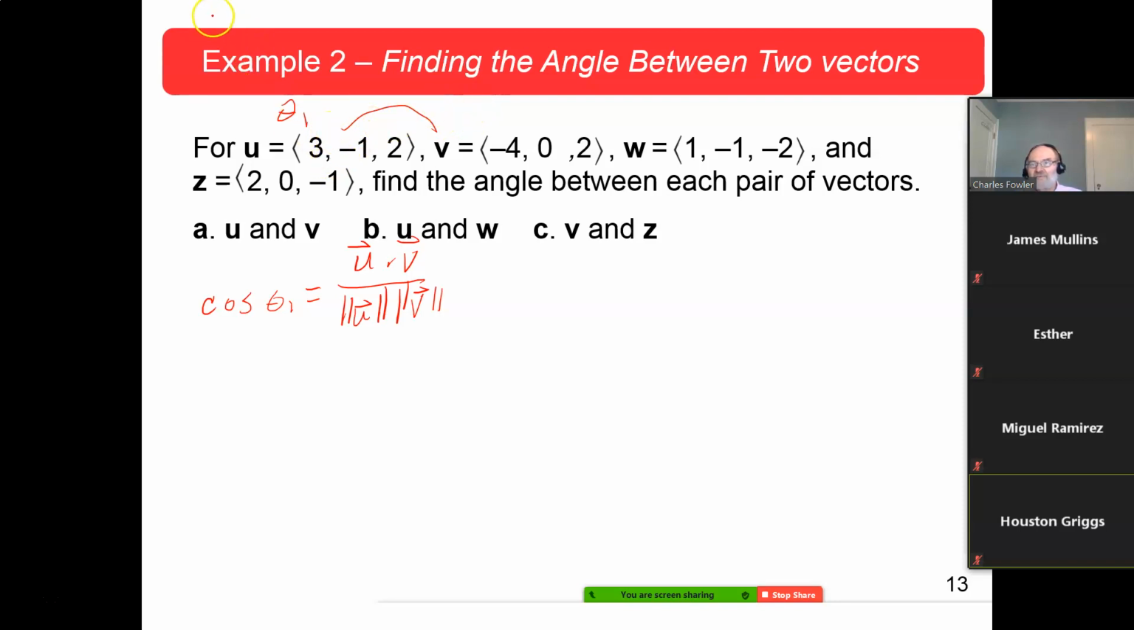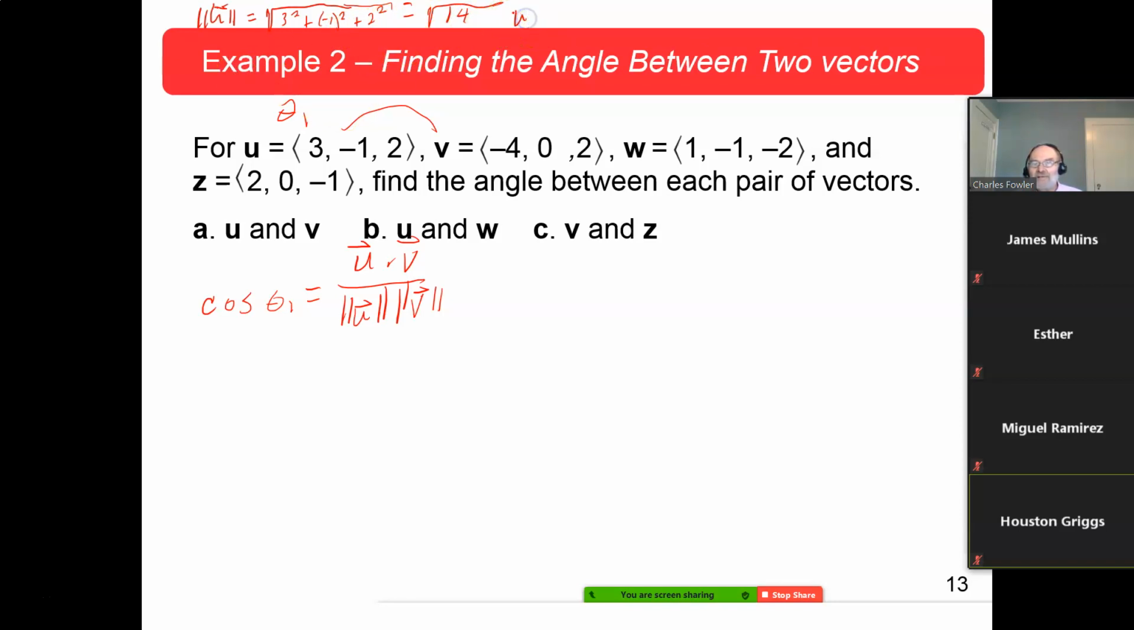I don't know where to do it. Let's see if I can squeeze it in up here. The magnitude of vector U is the square root. Can anyone tell me what it would be? 3 squared plus a -1 squared plus 2 squared. That's what your magnitude is. Always positive, always non-zero if it's not the zero vector. So this would be the square root of 9 plus 1 would be 10 plus 4, square root of 14. So there's the magnitude of U.